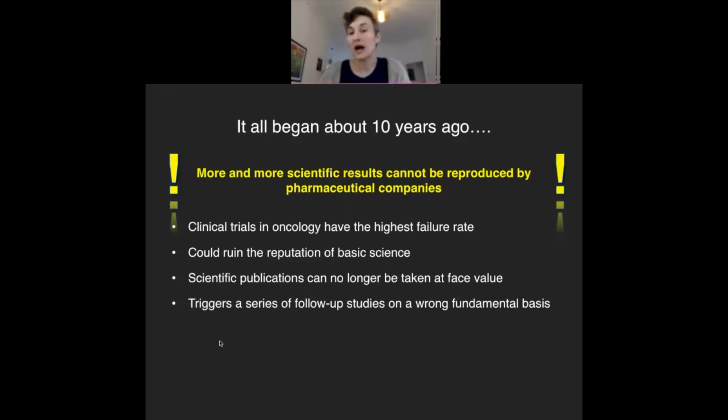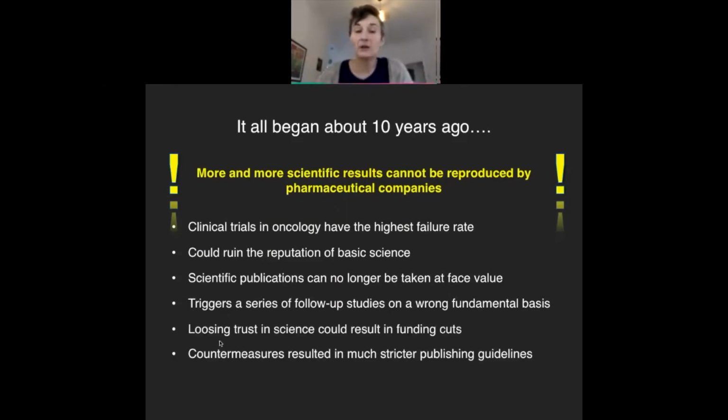This is also a problem that directly relates to us as the scientists. And it also means that publications that are not reproducible trigger a series of follow-up studies on wrong fundamental bases. So it's actually perpetuating itself. And if society loses trust in science, this could, of course, also result in funding cuts, because we have to remember that most of our funding is actually coming from tax money.